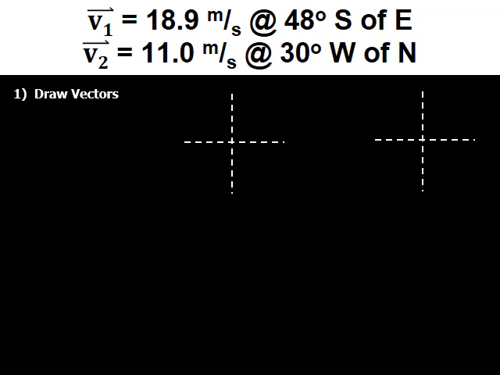The six steps we're going to be following. The first step is going to be drawing the vectors. We have our 18.9 meters per second at 48 degrees south of east, and then our 11.0 meters per second at 30 degrees west of north.